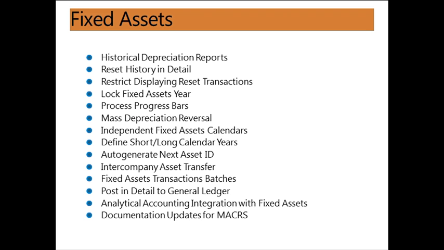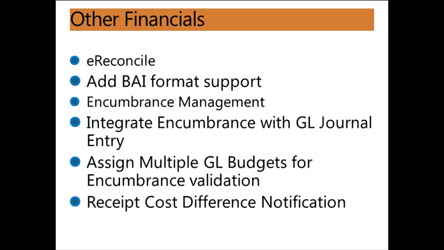You're also able to post in detail to General Ledger, and you can have transaction batches, actual fixed assets transaction batches. There's a ton of information in here. You can download this and look at it on your own, but those are a few of the highlights of the most requested features. A few other things that we added in the financials area: we did add encumbrance management functionality. We added things with budgeting and encumbrance as well. We did add the BAI format as well.